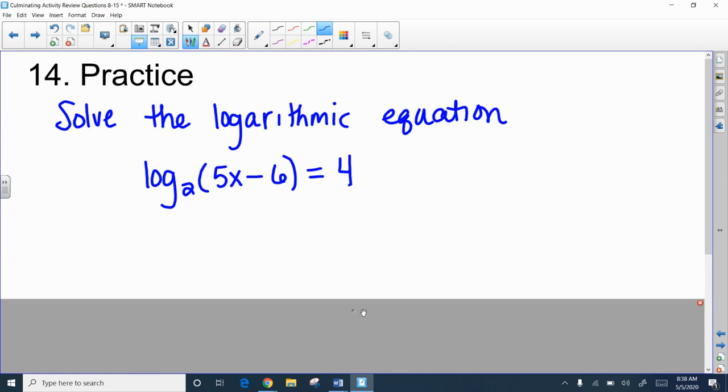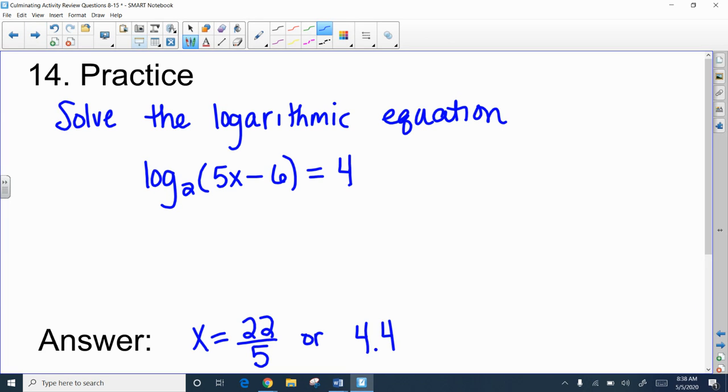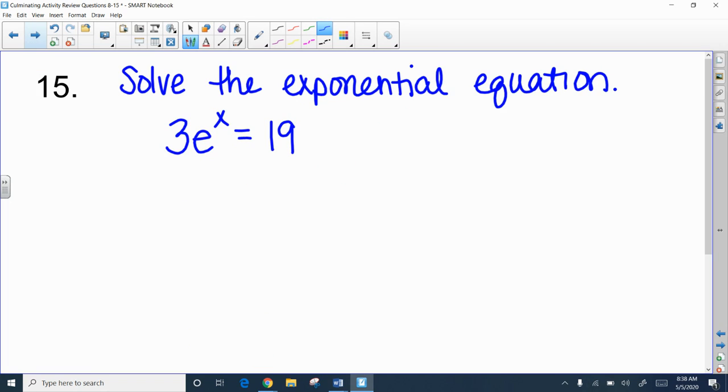All right, so let's check our answer. The answer for this one, x equals 22 over 5 or 4.4. Because we'd have 2 to the fourth power, which is 16, equals 5x minus 6. And then we just solve from there. All right, last equation. Solve the exponential equation.